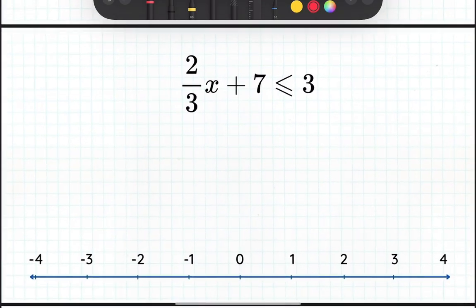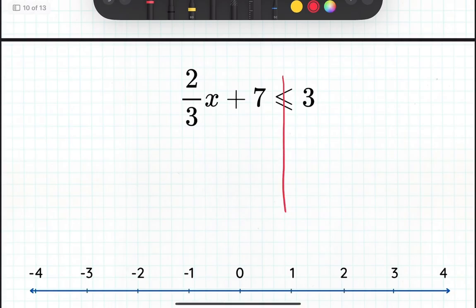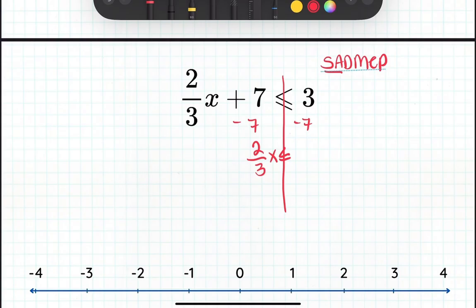Now here, we're going to follow the same steps. So what I'm going to do first is subtract or add, which in this case I'm going to subtract 7 from both sides, and I'm left with 2 over 3x is less than or equal to negative 4. So now the next thing that it's calling me to do is to divide or multiply.